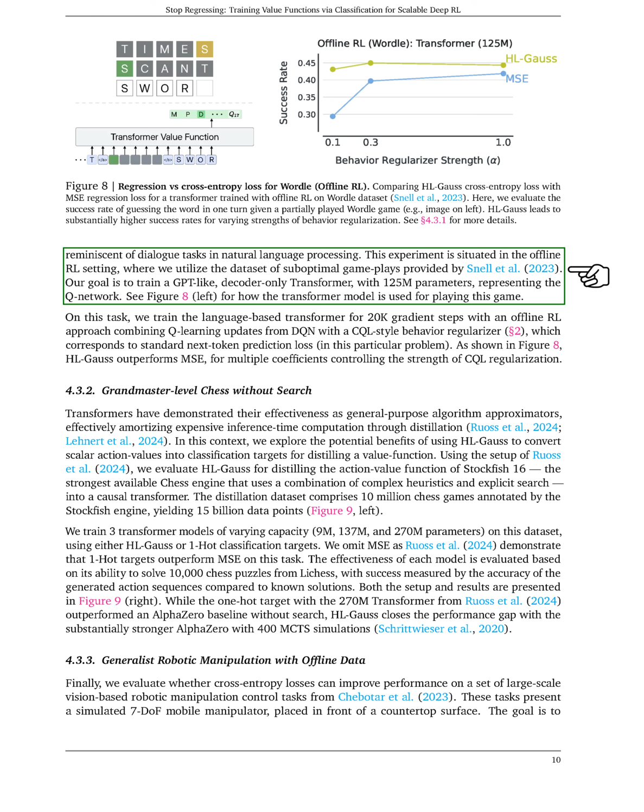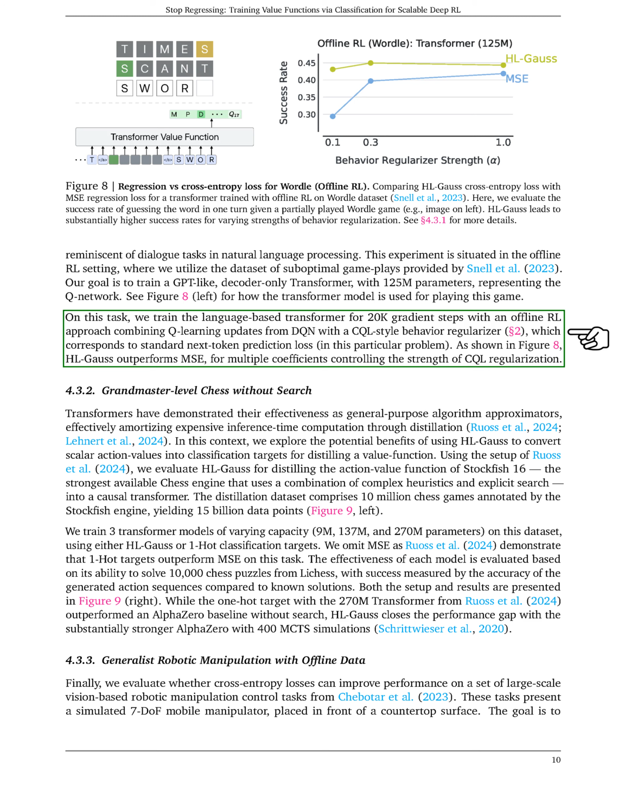We trained a GPT-like, decoder-only transformer model with 125M parameters, representing the Q network, and found that HL-Gauss outperforms MSE across multiple coefficients controlling the strength of CQL regularization. This experiment underscores the potential of classification losses in improving the performance of value-based RL approaches in language agent benchmarks.